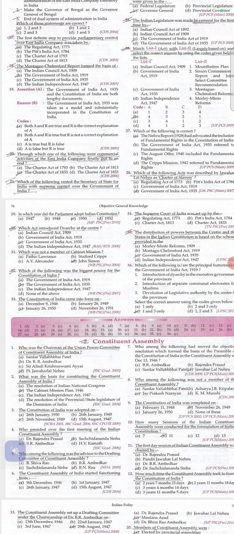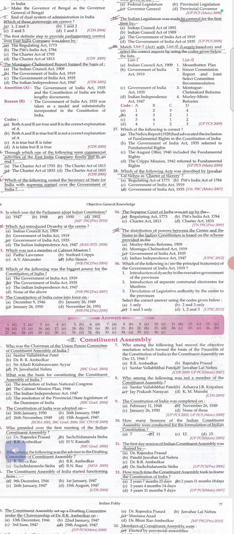Which act introduced diarchy at the centre? Government of India Act 1935. Who was not a member of the Cabinet Mission? John Simon. Which of the following was the biggest source for the Constitution of India? The Government of India Act 1935. The Constitution of India came into force on 26 January 1950.